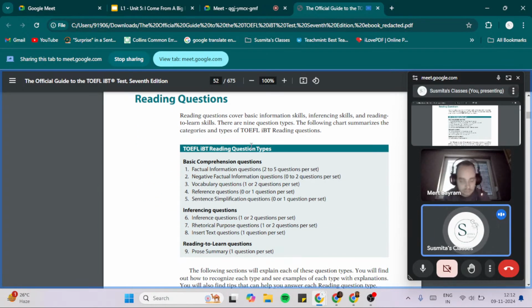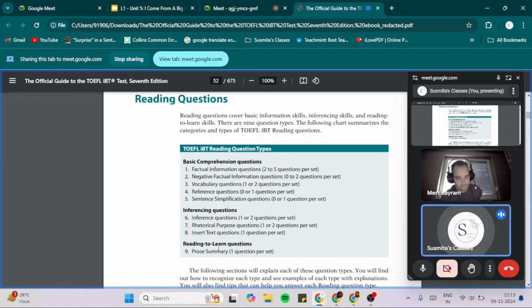Now, there are various question types. Why do question types become important for us? When we understand the question types, we know what to expect in the test. When we are attempting the questions, we know where to find the information for those particular questions. What are they exactly looking for? That is why the types of questions become important for us.